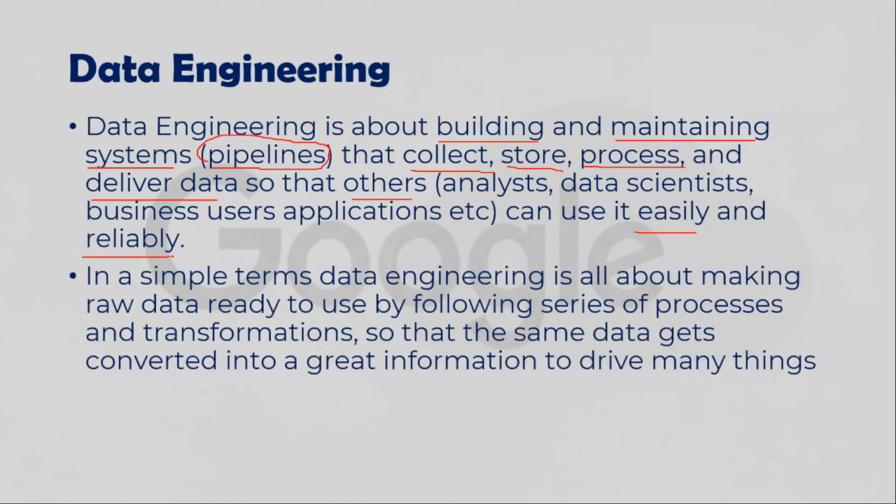The simplest definition compared to the previous one is: in simple terms, data engineering is all about making raw data ready to use by following a series of processes. This series of processes is known as data transformation. You take the raw, messy, or unstructured data, apply a series of processes or transformations, and convert it into high quality, reliable data that can be used to drive your business decisions.